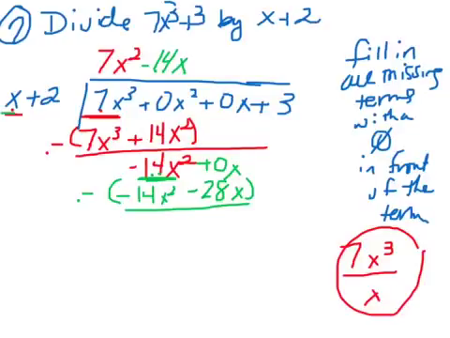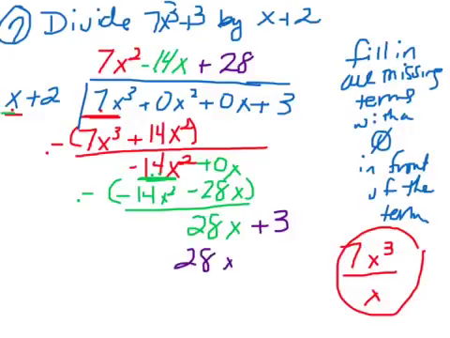0x minus negative 28x would be positive, wouldn't it? Because, yeah, two negatives make a positive, so 28x. Okay, so now all I've got left to do is one more step. I need to bring down my 3. Okay. How many times does x go into 28x? 28 times, right? Okay, so it would be plus 28. 28 times x is 28x. 28 times 2 is 56. And once I write it down, I got to remember, oh yeah, I'm subtracting it.